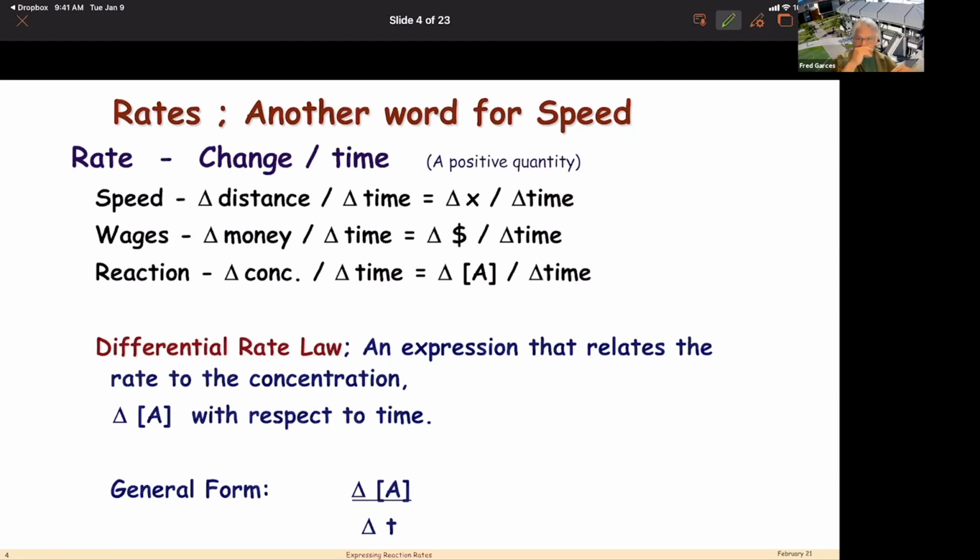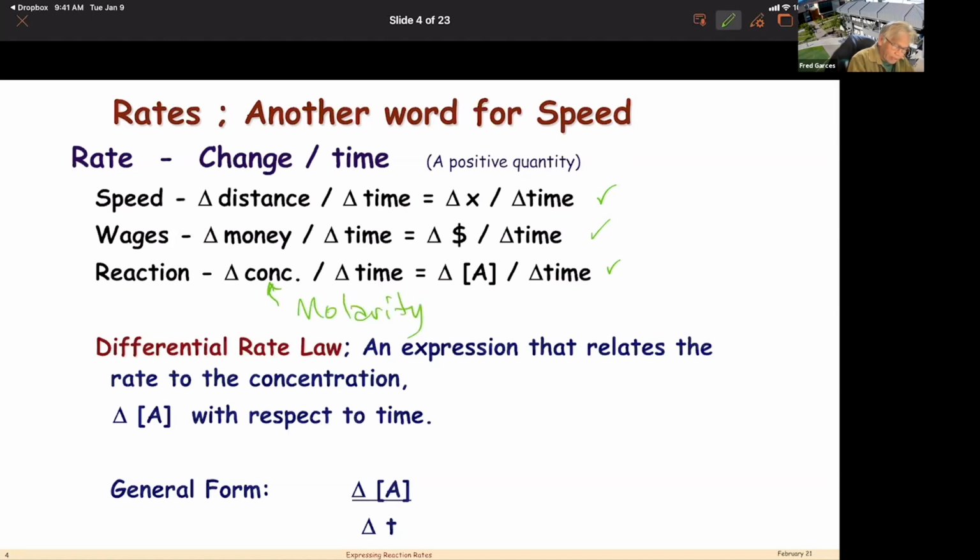Okay, so you notice that there's a description, distance or monetary amount over time. That's a rate. When you have something over time, then it determines the change of that quantity with respect to time. Okay, so that's what you see right here. You have the speed, you have a wage, or you can have a reaction rate, in which case we look at the change in the concentration. It could be disappearing or appearing with respect to time. And the concentration is generally quoted in molarity.